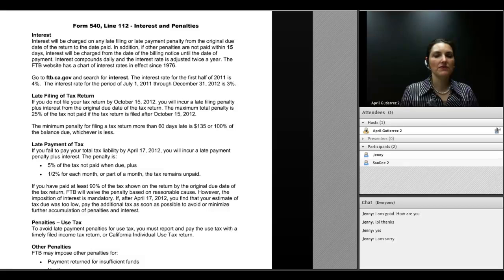Interest and penalty amounts. The first half of 2011, the interest rate was 4%. For the second half of 2011, it is 3%. And now that we're into 2012, that interest rate is also 3%.